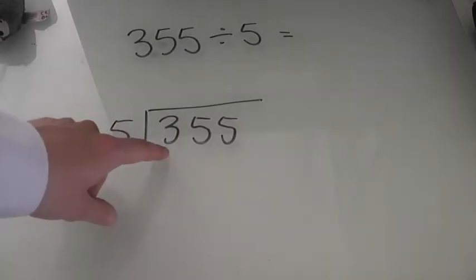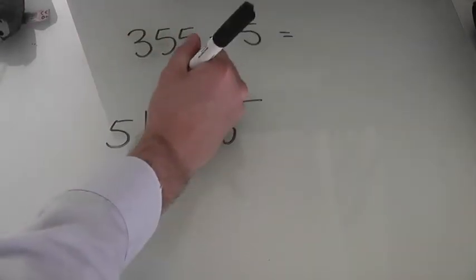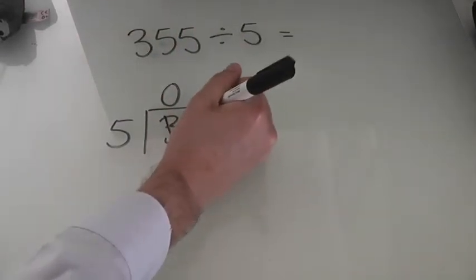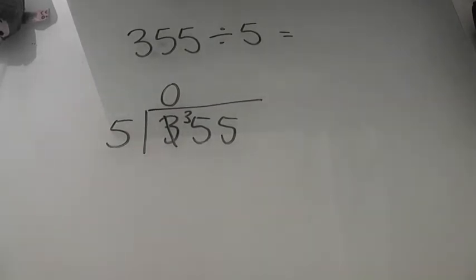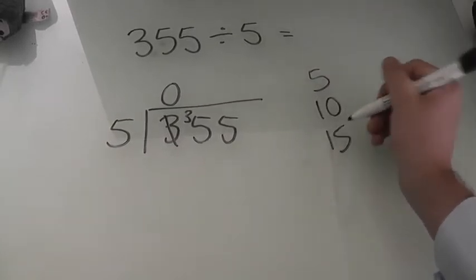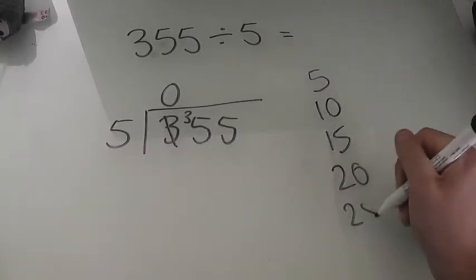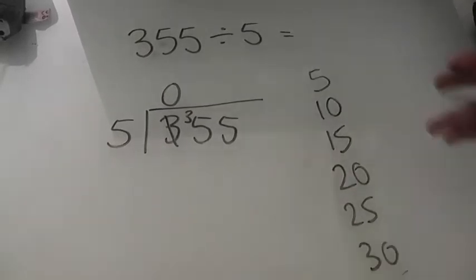So we do how many 5s go into 3? Can we do it? No, we can't. So we need to put a 0 there, cross it out, carry the 3. Now how many 5s go into 35? Again, we should know our 5 times table, but I'm just going to write it out so you can see where we got our number from. 25, 30, 35. I'll write it up here so you can see it.